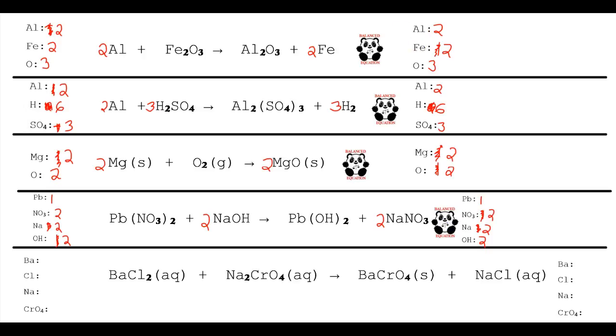Let's do my last one down here on the bottom. Barium chloride plus sodium chromate is going to make barium chromate and sodium chloride. 1, 2, 2, 1 on the left, 1, 1, 1 on the right. First thing I'm going to do is attack those chlorines. Put a 2 in front of that. That's going to change both the chlorine and the sodium there. 1, 2, 2, 1 on the left, 1, 2, 2, 1 on the right. I'm good to go. Bring down my balanced equation panda.